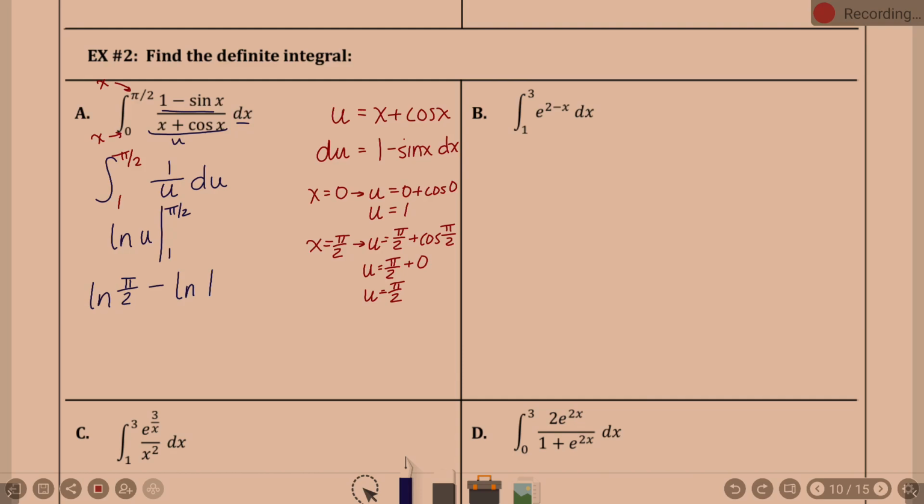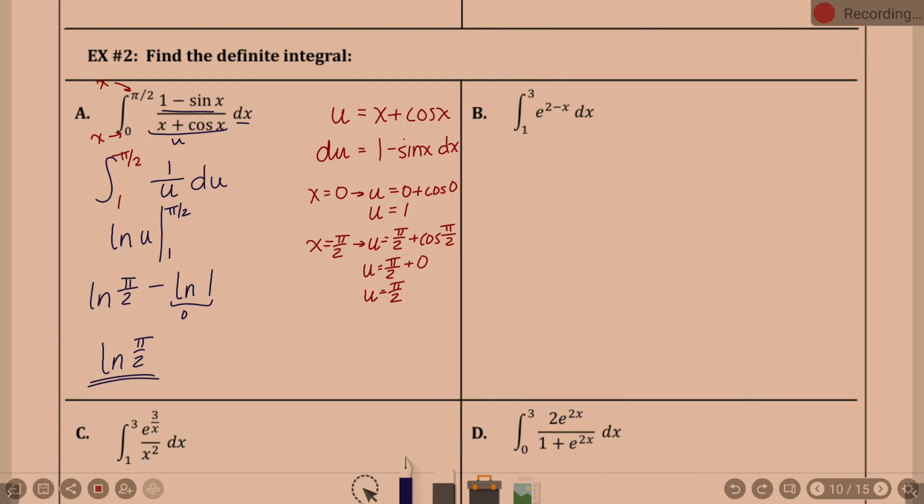Okay, so we're going to leave our answer in some type of form along these lines, where there's natural log of pi over 2. I don't know, it's some decimal. Natural log of 1 is 0. That's one you need to memorize. So that is 0, and then we're just left with natural log of pi over 2.